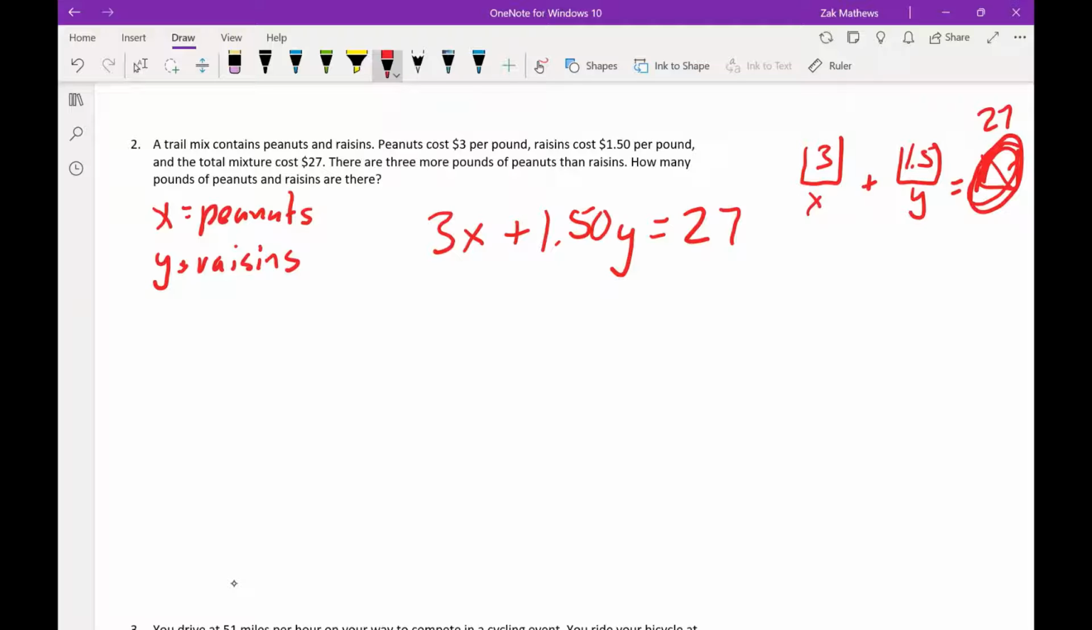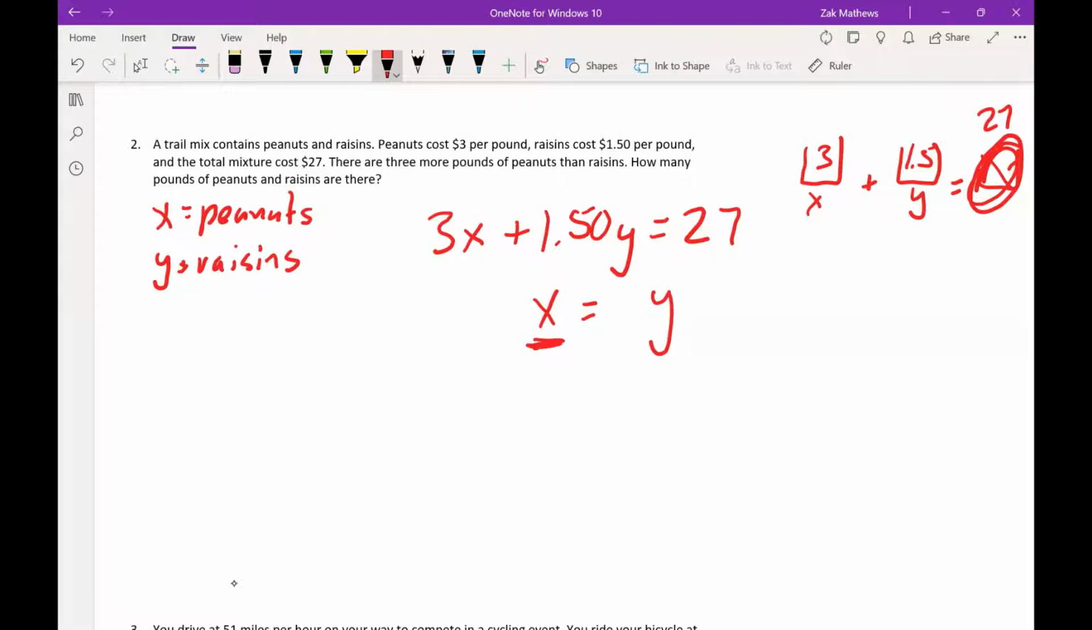The second equation: there are 3 more pounds of peanuts than raisins. A lot of times the way I'll start by thinking about this is, just set X and Y equal to each other. This is obviously not a true statement because there's more peanuts. There's more in this left-hand side than there is on the right. So I'm saying these two things are equal.